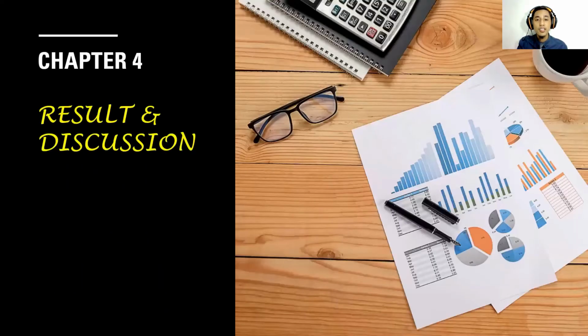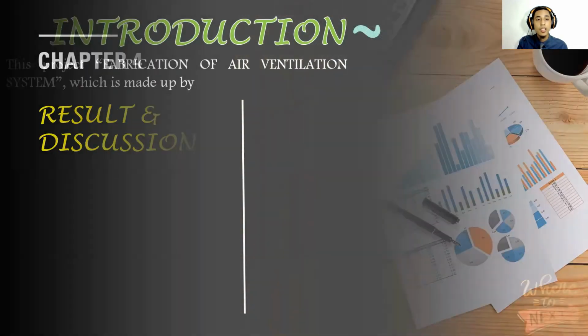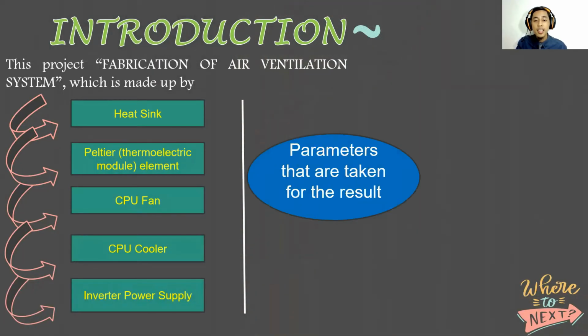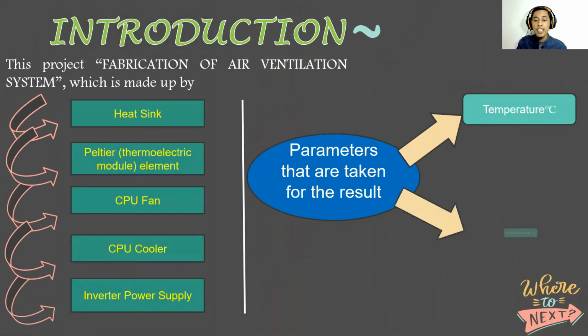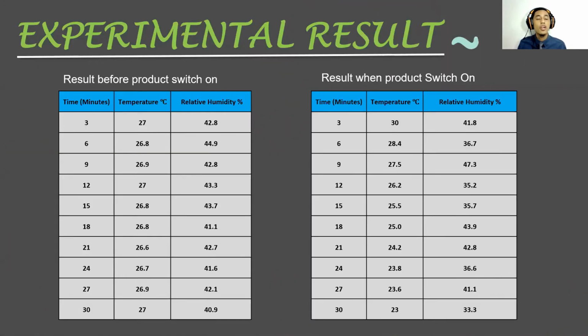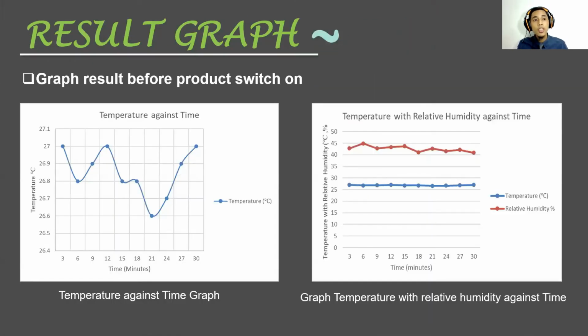Chapter 4, result and discussion. There are two parameters that are taken for the result. Firstly, temperature in degrees Celsius, and secondly, relative humidity in percent. These are my experimental results and my result graphs. This is the graph result before the product is switched on. There are two graphs. First, temperature against time, and secondly, temperature with relative humidity against time.